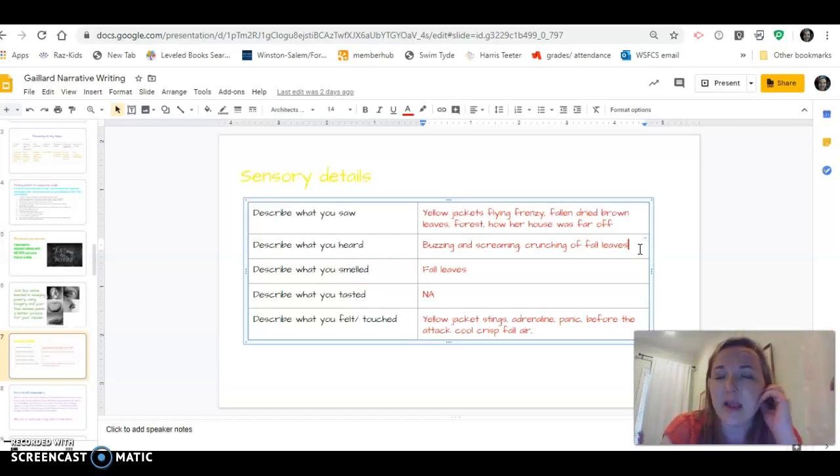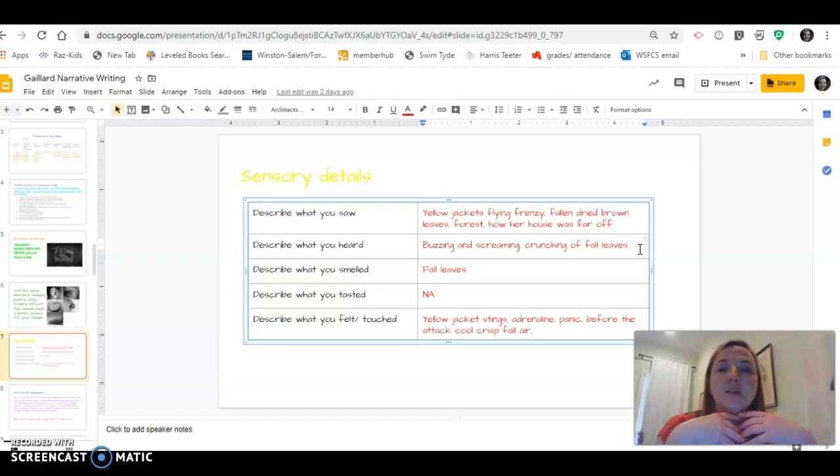What did I smell? I kind of smell that smell of fall leaves, if you crunch them up, and you can just kind of smell them. That's about the only thing I really smelled. I didn't taste anything. You might have tasted something in your story, in which case, include it here. And then describe what you felt, what I touched, right? So I felt the yellow jacket stings because I was getting stung too, not nearly as badly as my dear friend. I felt that adrenaline, that panic feeling when your heart starts racing so fast. Before the whole attack happened, I felt cool fall, crisp air.